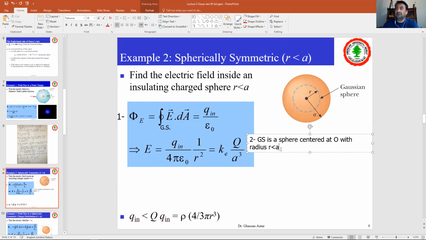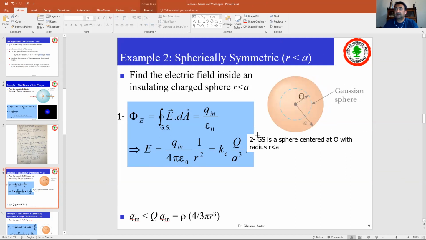Okay, this is one. And what is O? O is the center of my sphere. Okay, so this is number two.